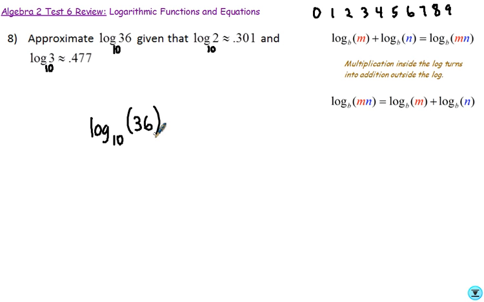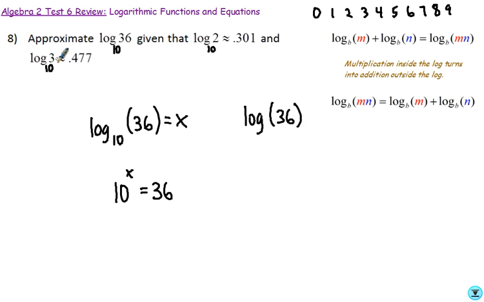If we wanted to rewrite that in exponential form, I would have 10 to the x equals 36. Well, 10 to the first power is 10, and 10 squared is 100. So I'm thinking it's going to be somewhere between 1 and 2. But again, I'm not using a calculator here. What they want us to be able to do is take log of 36 and rewrite 36 only using the numbers they gave us. They gave us a 2 and a 3.